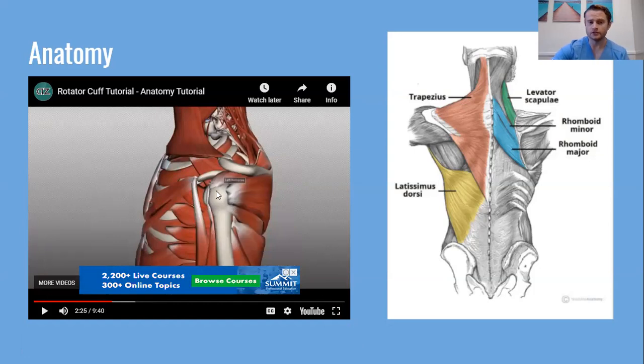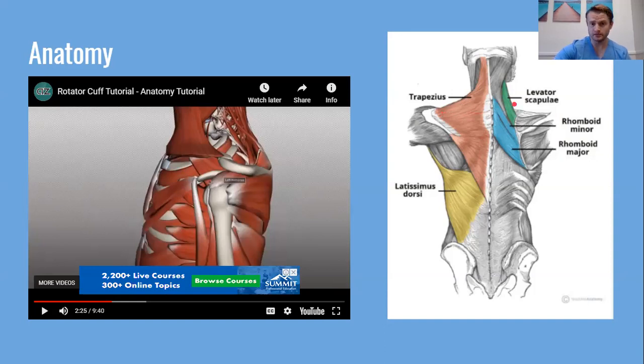They have different functions, but ultimately they're there for stability and some movement to clear some of the bones when you lift your arm in certain directions. So we'll talk a little bit more about those later. But another important muscle group are the bigger muscles that are overlying the rotator cuff.